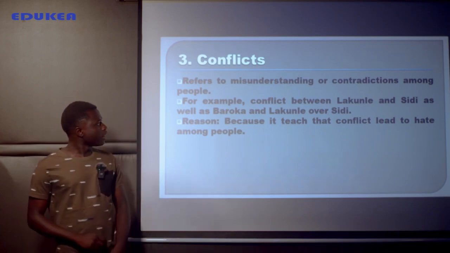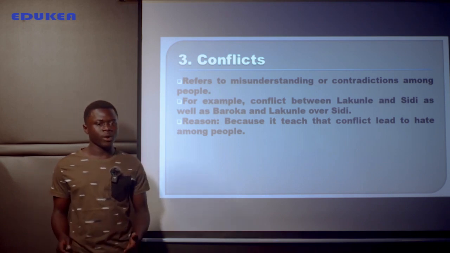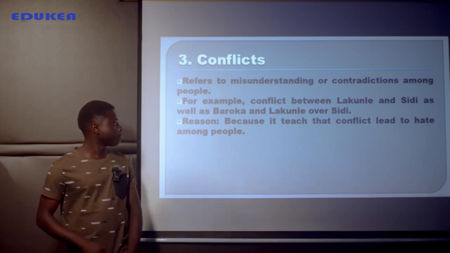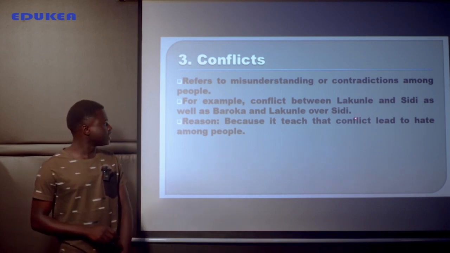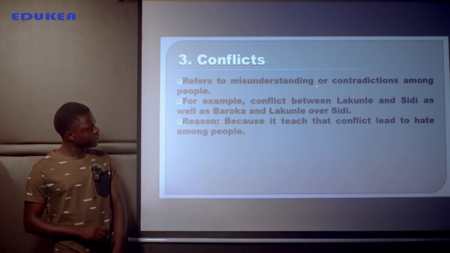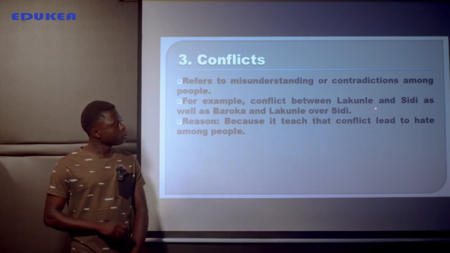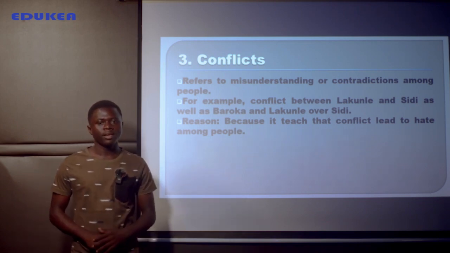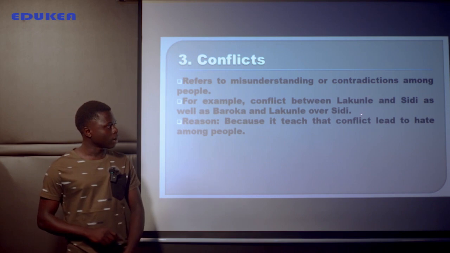Migogoro. And migogoro ni ule yani kutokuelewana baina ya pande mbili au baina ya watu wawili, au inaweza ikatokea ndani ya mtu mwenyewe, anakuwa na contradiction among ideas, for example. And in our play we see there is conflict between Lakunle and Sidi, as well as Baloka and Lakunle over Sidi. The first conflict we see here is between Lakunle and Sidi, because Lakunle refused to provide bride price so that he can marry Sidi, and Sidi does not want to be married without bride price. So this led to the rise of contradiction between the two characters Lakunle and Sidi.